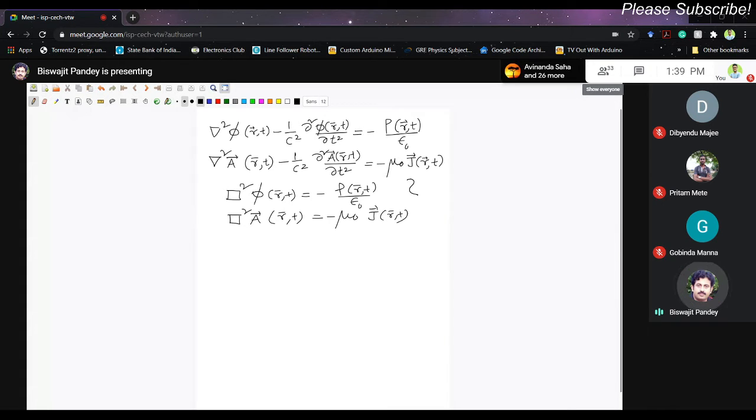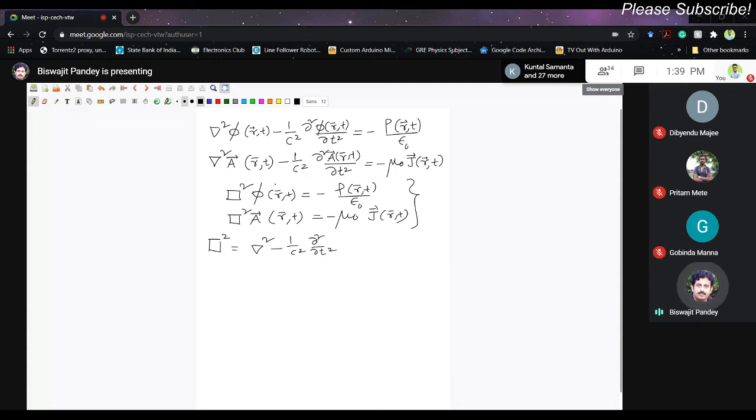Solving these two equations is of utmost importance in electrodynamics, because this is one of the most important jobs in electrodynamics: given some charge density and current density, you have to figure out the electric field and magnetic field. By solving these equations, one obtains the scalar potential and vector potential, and from them one can easily calculate the electric field and magnetic field. Of course, here I should write down that box square is Laplacian minus 1 by c square times the second time derivative.